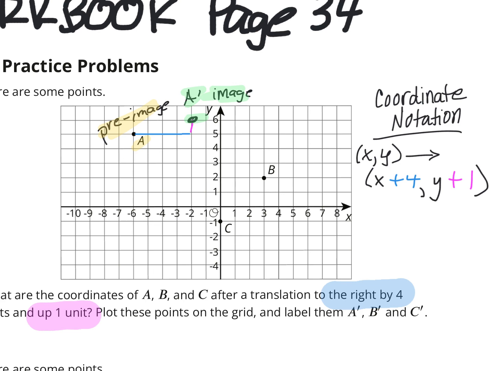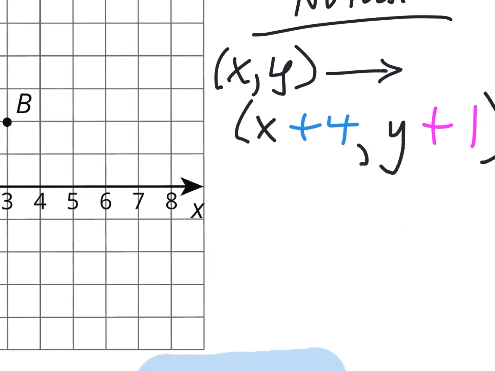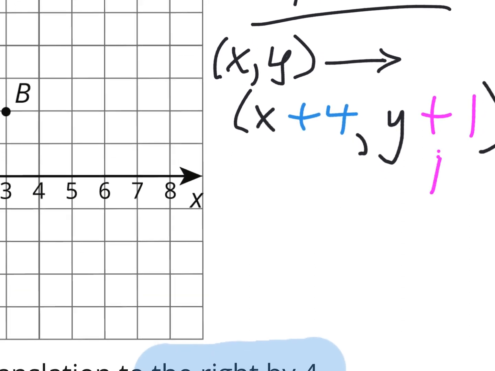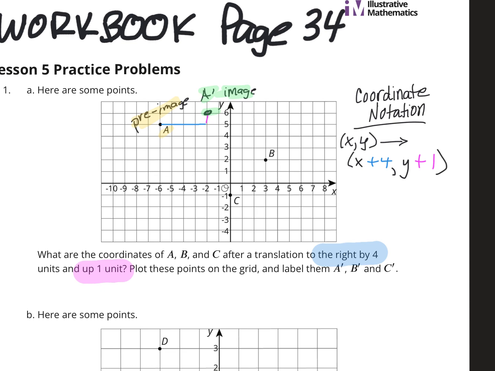And the reason that you know that is because on the x-axis, moving to the right is represented by moving in the positive direction. Remember number lines from 7th grade? And moving up on the number line is represented by a positive number also. So this is simply another way of asking you to move the coordinate to the right 4 and then up 1.